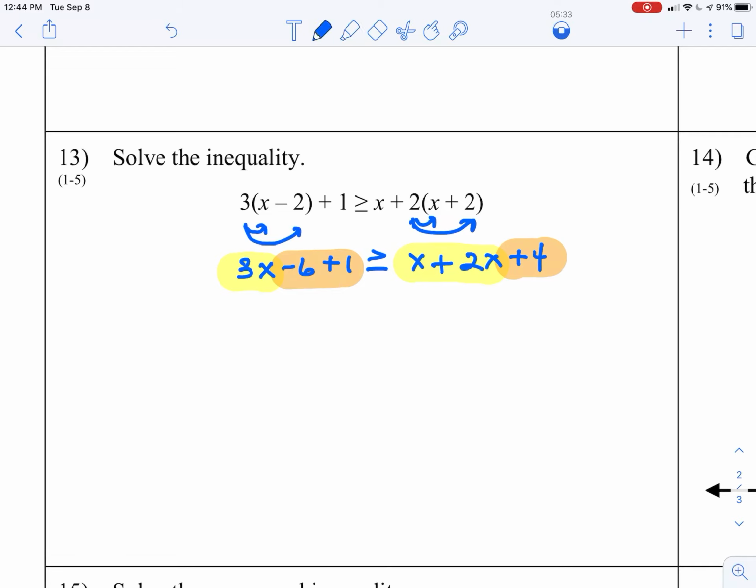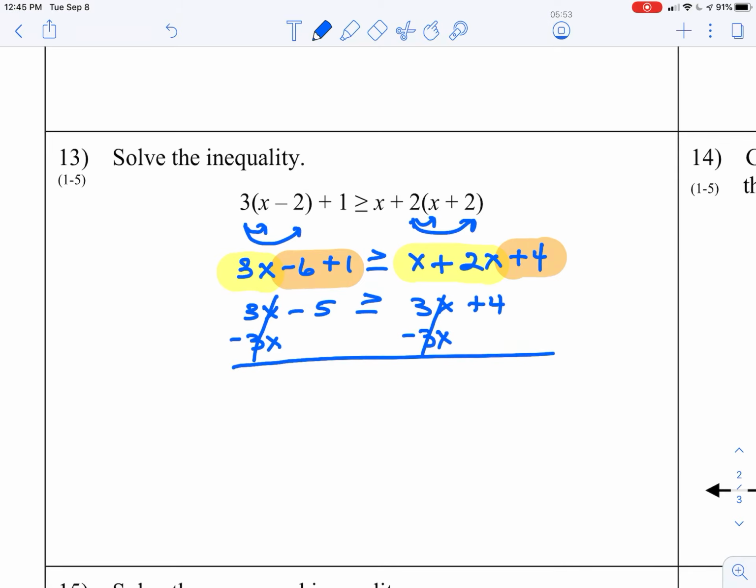So let's combine these a little at a time. So I have 3x minus 5 is greater than or equal to 3x plus 4. Okay, I can kind of see where this is going already. So I'm going to move my 3x by subtracting it off both sides, and look what happens here. They cancel out.